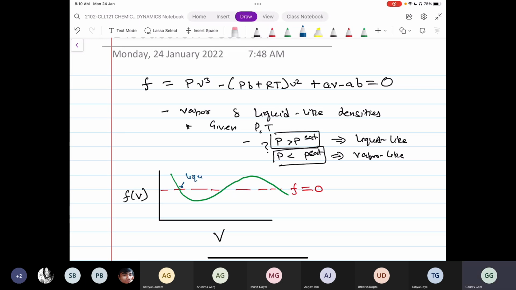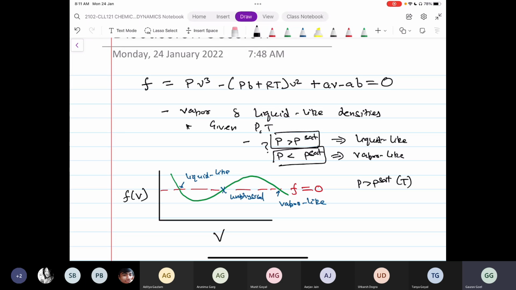The lowest root is the liquid like. Middle root we have discussed is the unphysical root. It violates the dynamic stability condition. And the rightmost root is the vapor like. Okay, so now once you have identified what is the correct root or the equilibrium root, let's say the pressure was above P sat, so that is a separate calculation. So let's say given pressure is above the saturation pressure at this temperature. So therefore I know I will get liquid like root.